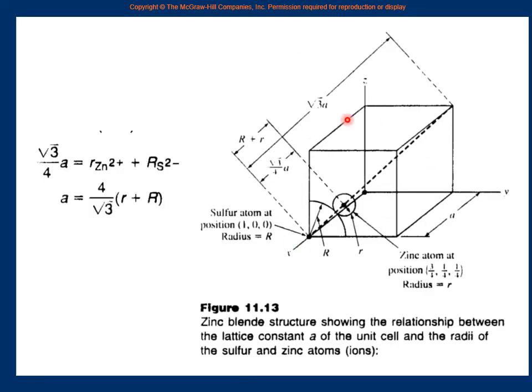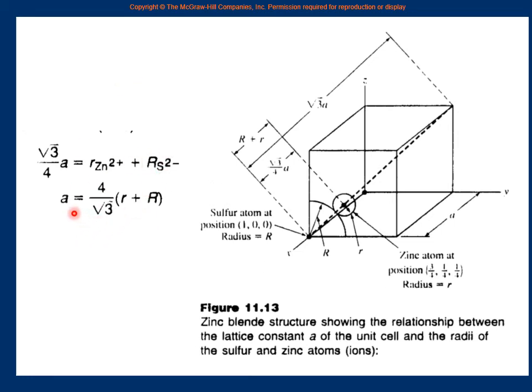So this is the diagram. If you look at this diagram, originally it is FCC. But if these are sulfides, then the zinc is in the middle, like a BCC. So for the face diagonal, if you remember, it is root 2a. But for the body diagonal, it is root 3a. So this root 3a is related to the radii of zinc and sulfur. Therefore, you have this relationship: root 3 by 4 a is R of zinc plus R of sulfide. So this relationship is the only important thing.